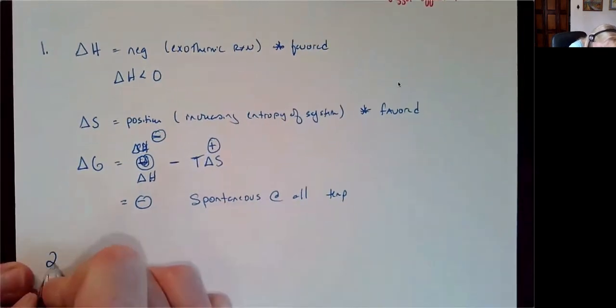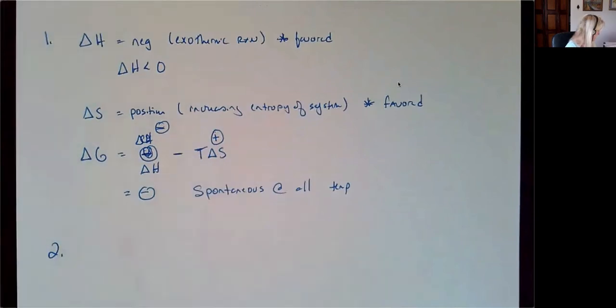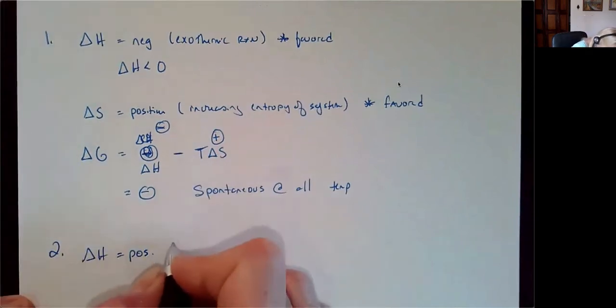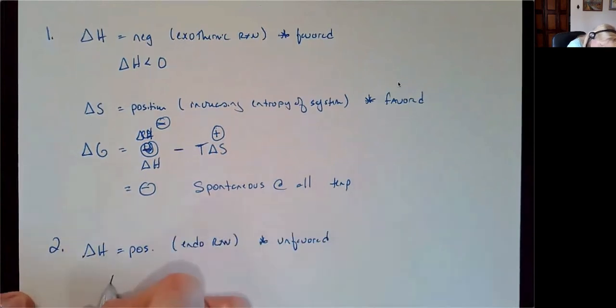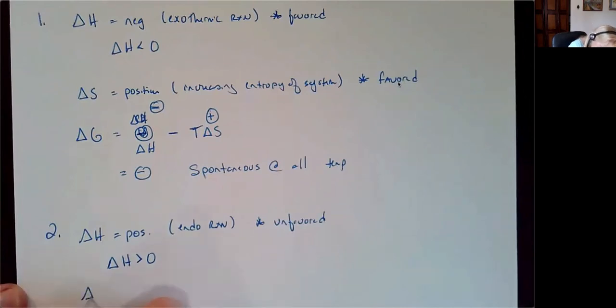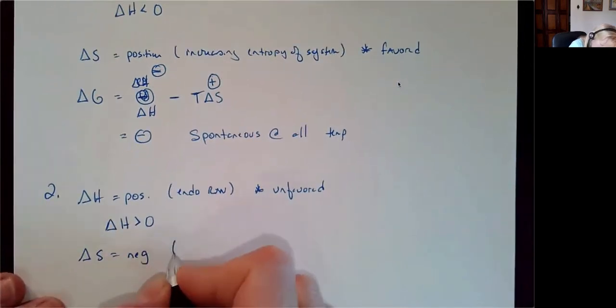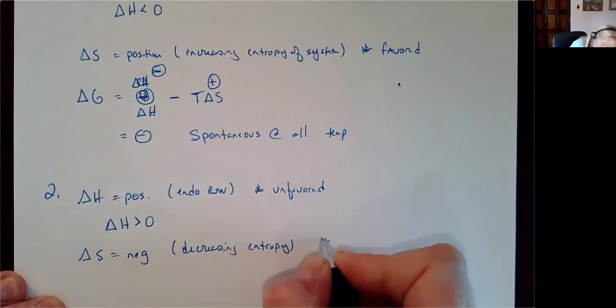Let's say I have a scenario where now my delta H is positive. So this is an endothermic reaction. It's going to be unfavored. So delta H is greater than 0. And let's say delta S is negative. This means I'm decreasing. This is also unfavored.